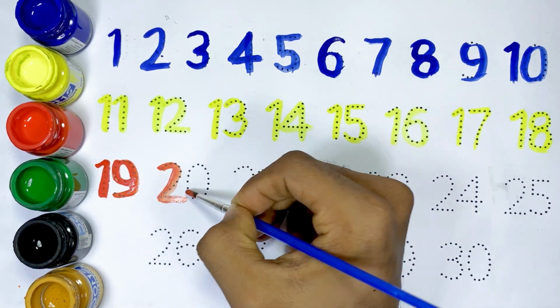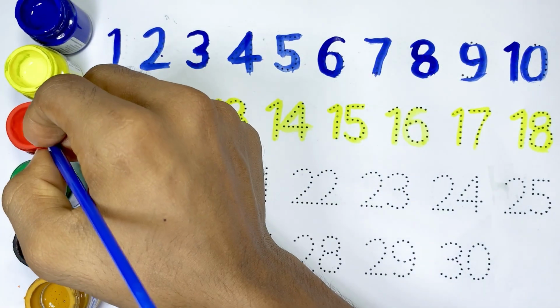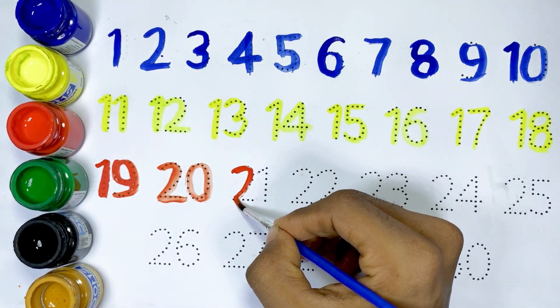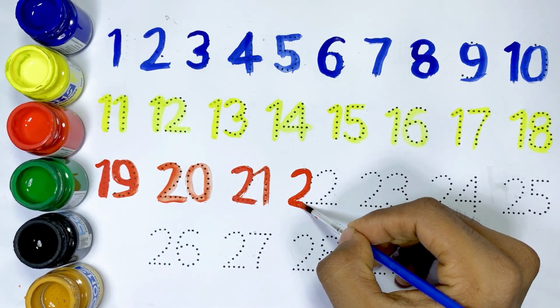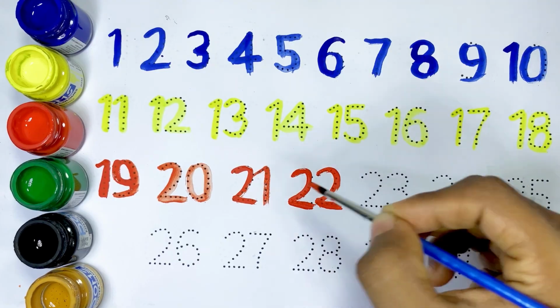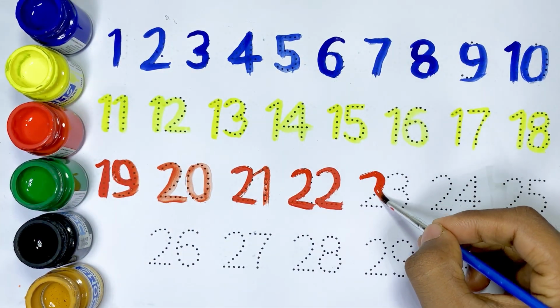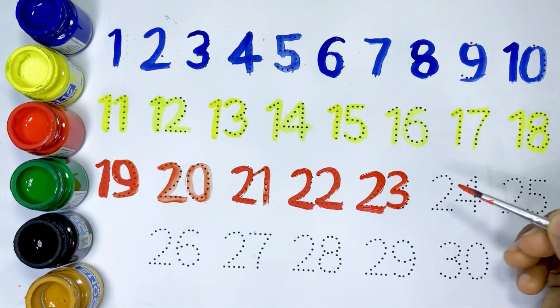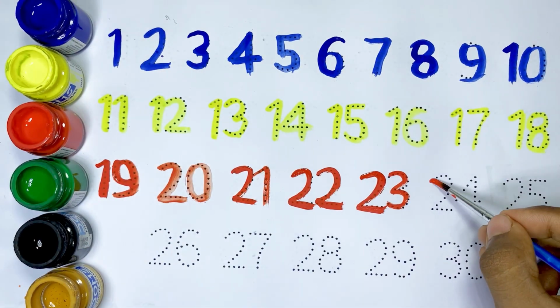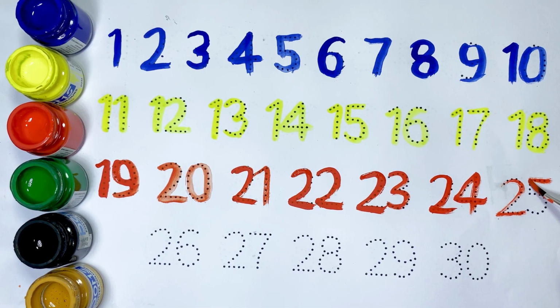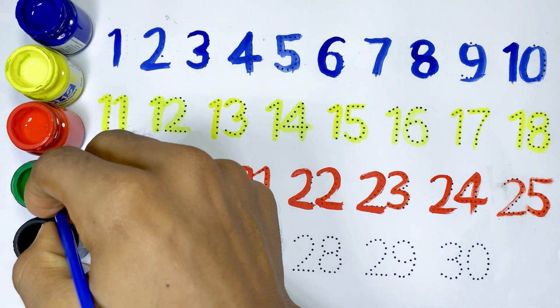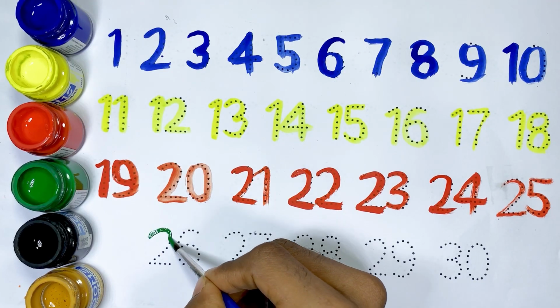19, 20, 21, 22, 23, 24, and 25. Kids, now you draw 26. The numbers of 26, and use green color.